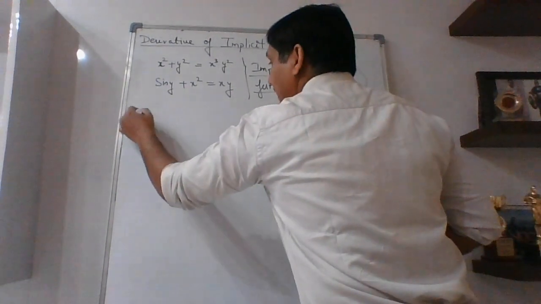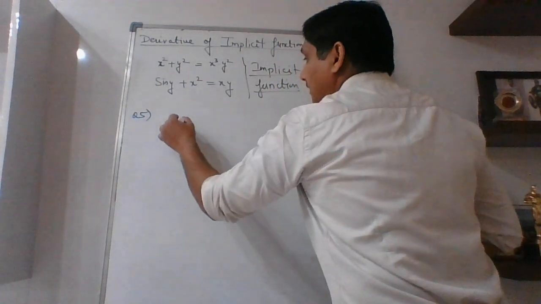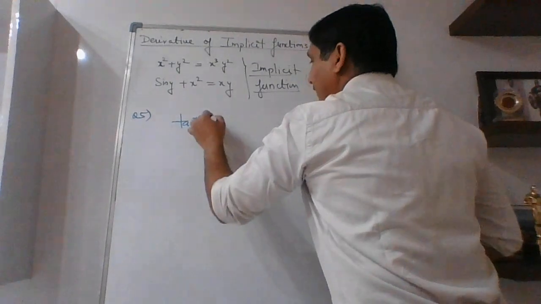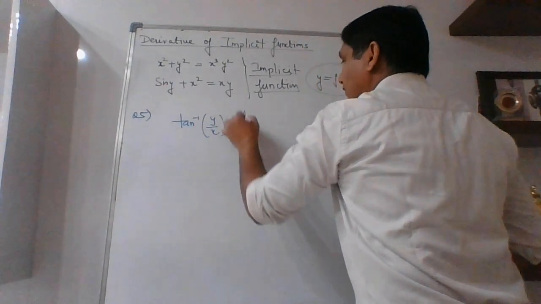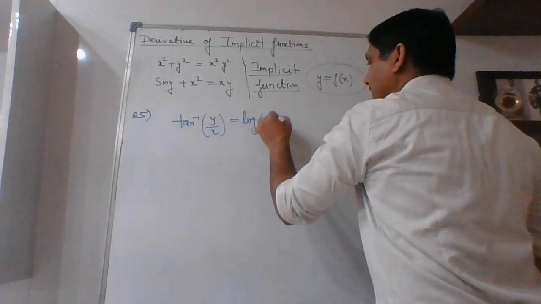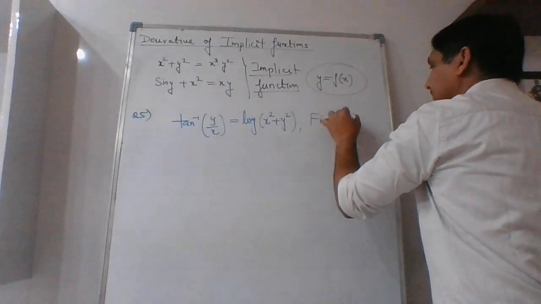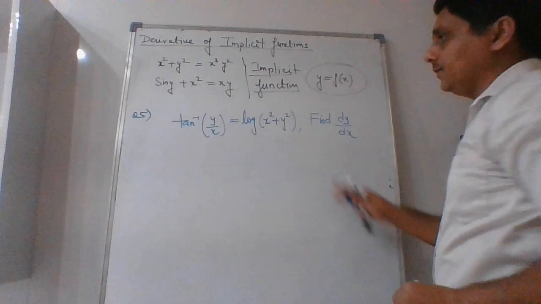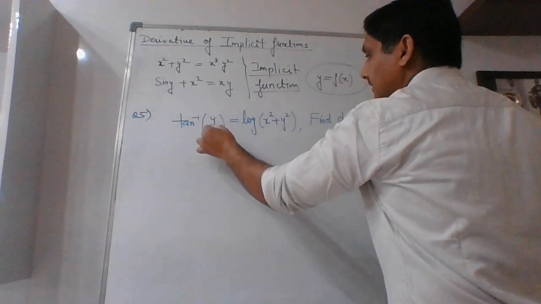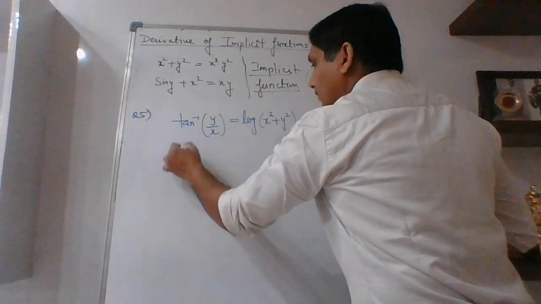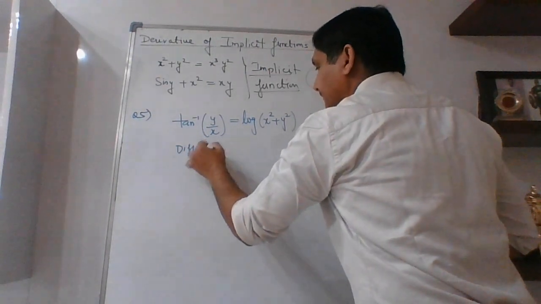So question number 5, here we are saying tan inverse y by x is equal to log of x square plus y square. The question is find dy upon dx. So we want to take the derivative of this expression. Now here again, we will write differentiating both the sides with respect to x.